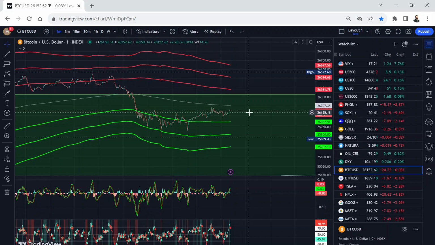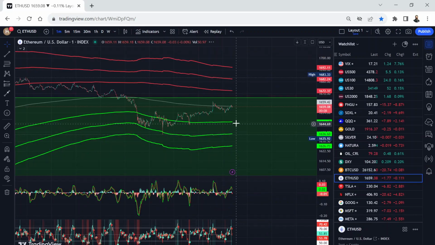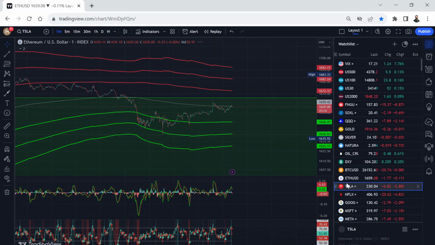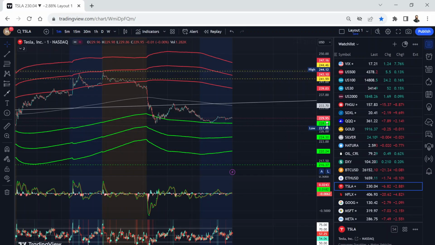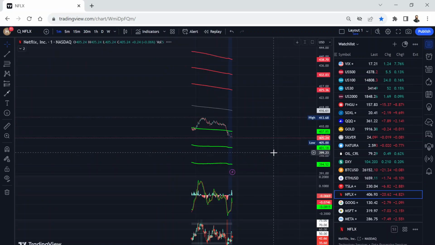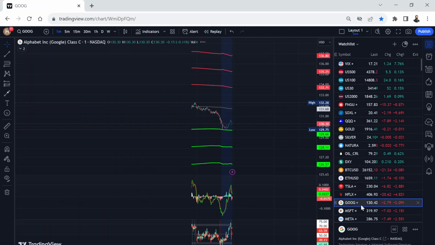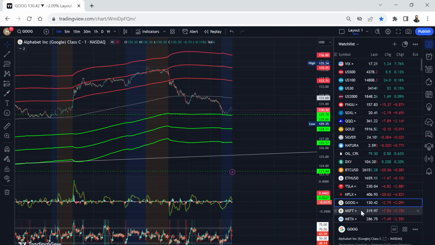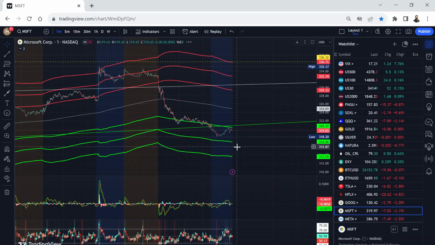Bitcoin is clear near buy zone. If it falls below 26,032, look to buy. Ethereum also in the middle consolidating. Tesla in the buy zone below 228.36. Netflix in the buy zone. Google in the buy zone, came very close to filling this gap, still not filled. We'll see tomorrow if that fills.